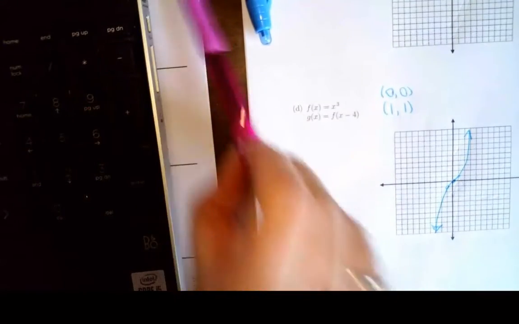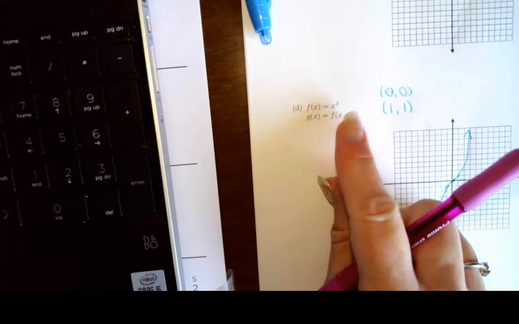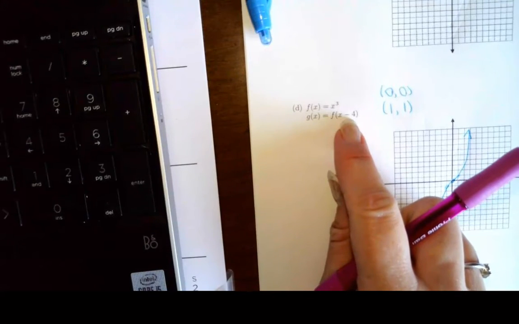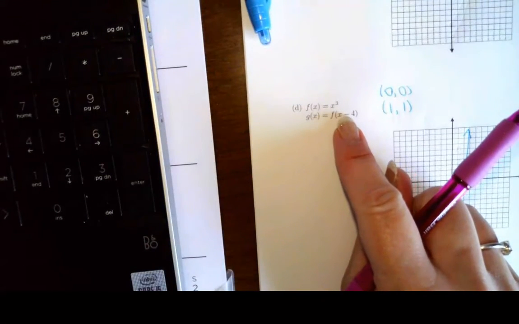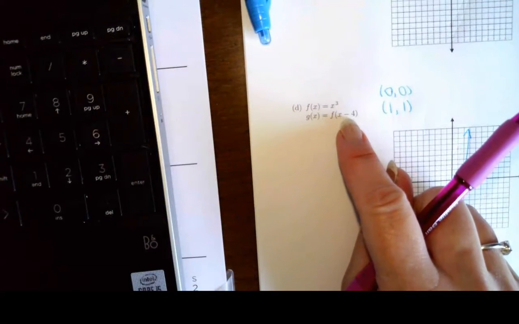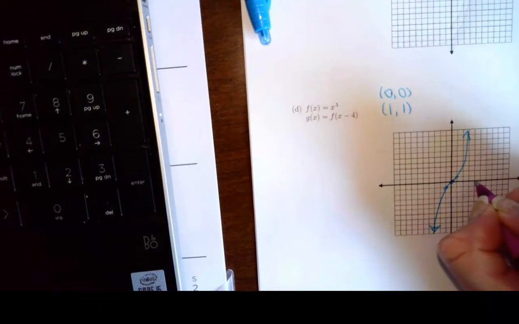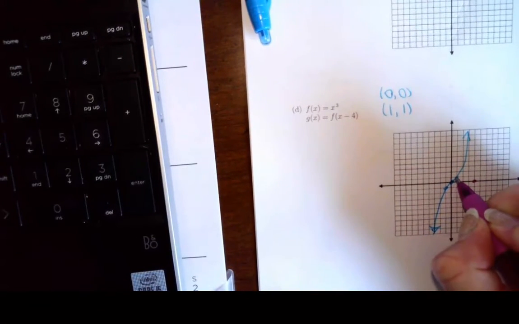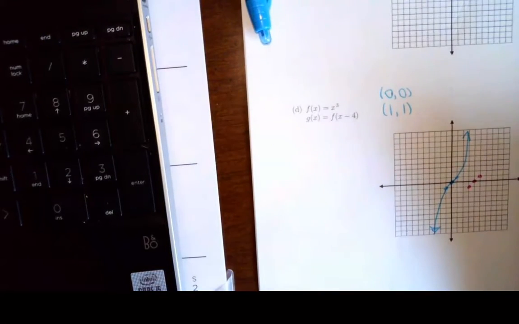So what does this say? This says I'm going to grab my x's, but I'm supposed to go left 4. Okay, but what do you do with your x's? If it's inside with the x, you're going to go opposite of what you think. So I'm not going to go left 4. I'm going to go right 4. So I'm going to pick this up and go 1, 2, 3, 4. I'm going to pick this one up and go 1, 2, 3, 4. Pick this one up and go 1, 2, 3, 4.